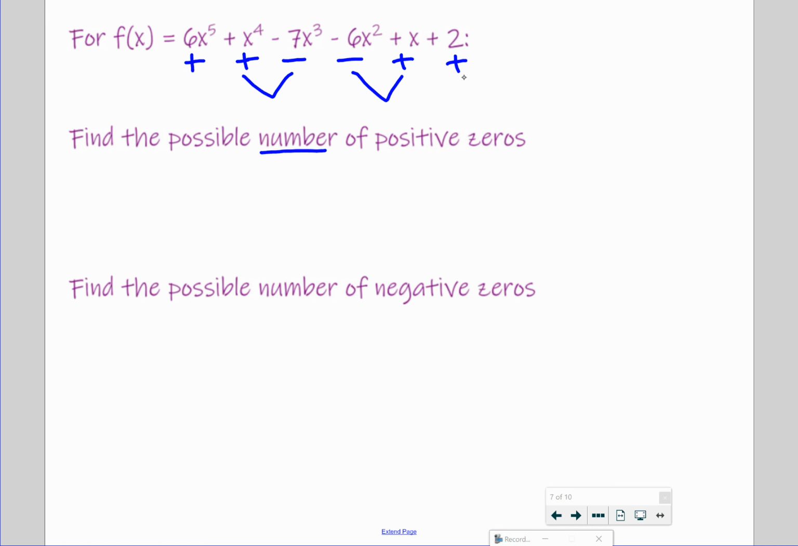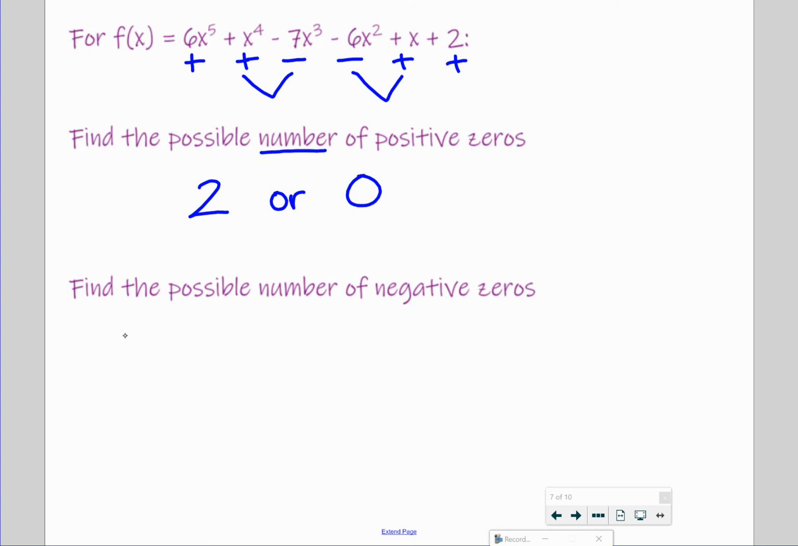So as I read these terms from left to right, there are two times that my signs change from positive to negative or negative to positive. So the possible number of positive zeros is 2, or, as the theorem says, less than that by an even integer, which means we're just going to keep subtracting 2 until it doesn't make sense anymore. So if I subtract 2 from that, I get 0. If I keep subtracting 2 from that, I'm going to end up with a negative quantity. That doesn't make sense, so that's how I know to stop.